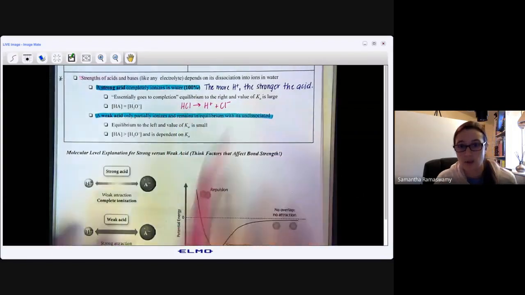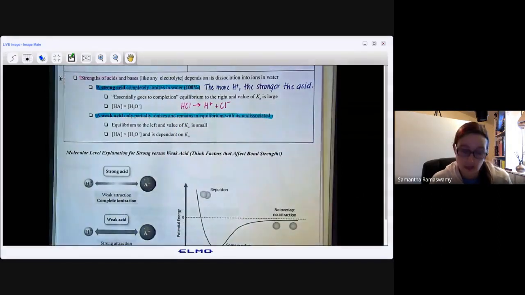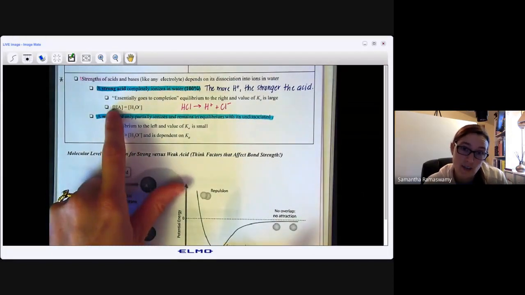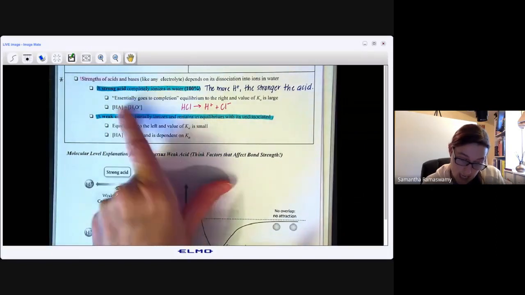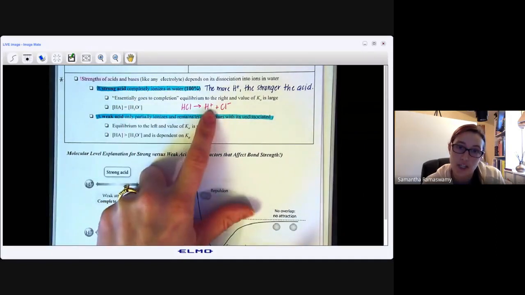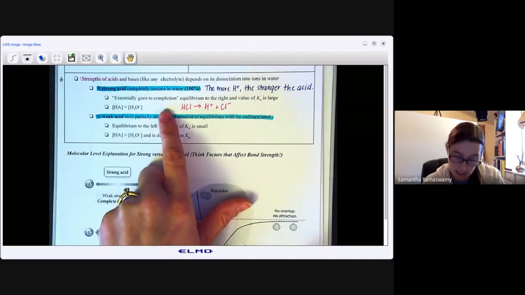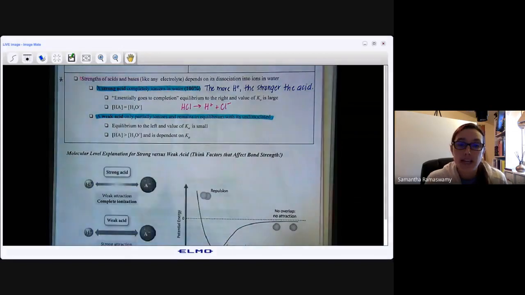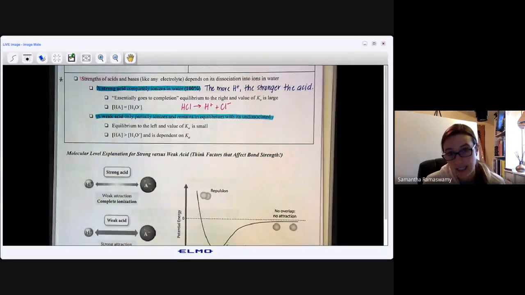So when we're looking at calculating pH, we can say that the concentration of the strong acid is equal to the concentration of H plus or H3O plus, because it completely breaks apart. It completely ionizes. A weak acid only partially ionizes, and it's at equilibrium.